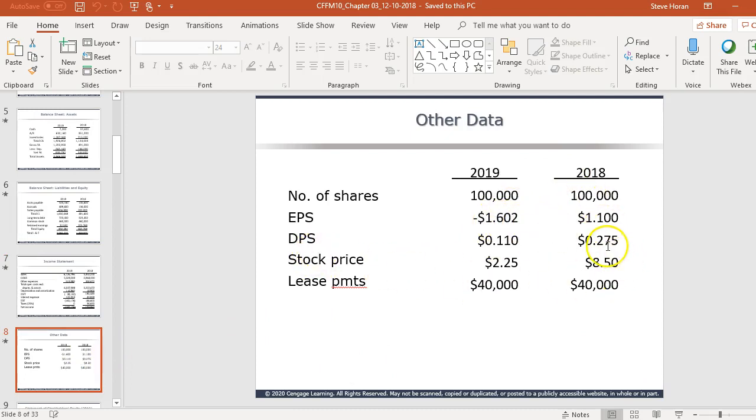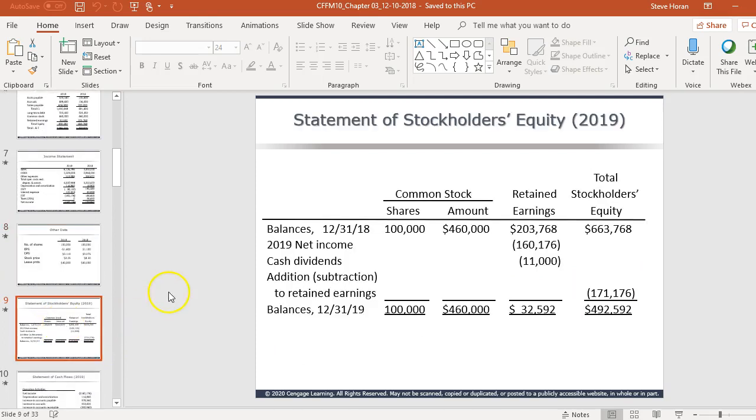DPS is dividends per share. It was 27.5 cents and now it's 11 cents. They probably shouldn't have paid dividends at all in reality. The stock price went down significantly and lease payments is not changed at 40,000 per year.